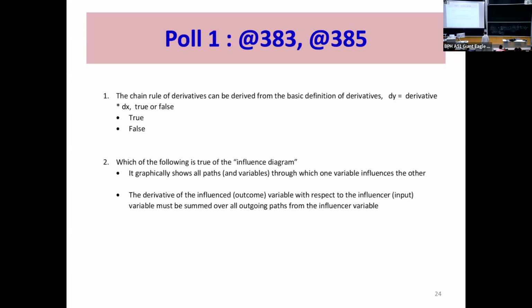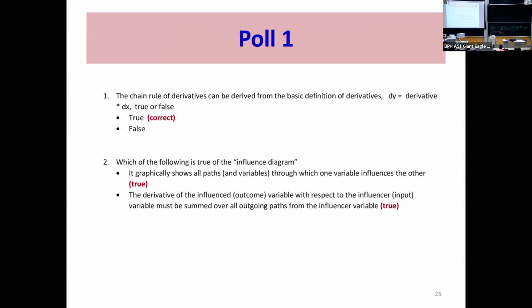I think it's the first one. It graphically shows all paths through which one variable influences the other. The second is also true, right? So the chain rule can be derived from the basic rule of derivatives, true. The influence diagram graphically shows all paths and variables through which one variable influences the other. The derivative of the influenced variable with respect to the influencer must be summed over all paths that connect the influencer to the influenced, right? Okay, guys, please shut your laptops to the back, yeah. Right? So this making sense?